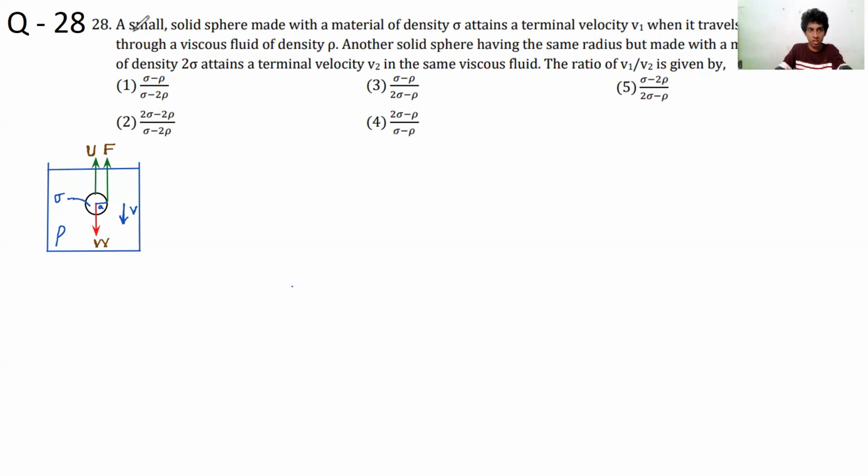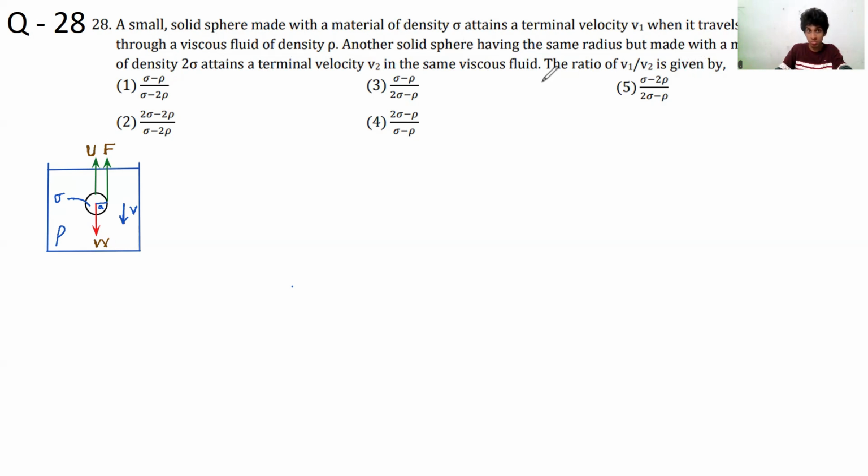Question number 28. A small solid sphere made with a material of density sigma attains a terminal velocity v1 when it travels through a viscous fluid of density rho. Another solid sphere having the same radius but made with a material of density 2 sigma attains a terminal velocity v2 in the same viscous fluid. The ratio of V1 over V2 is given by.